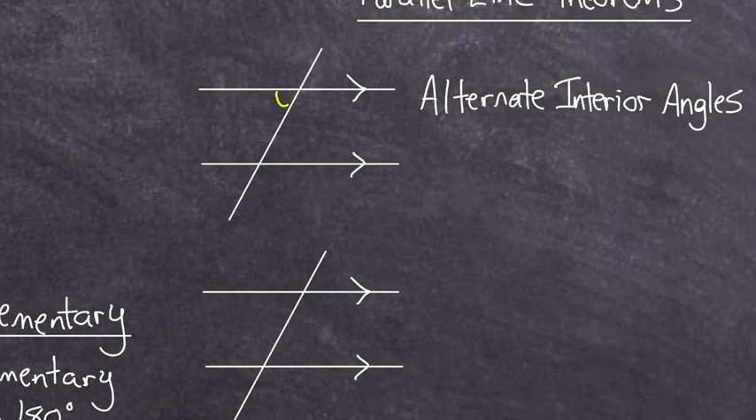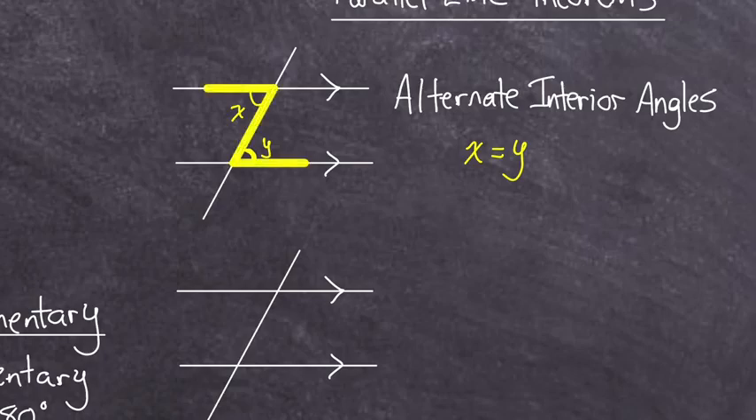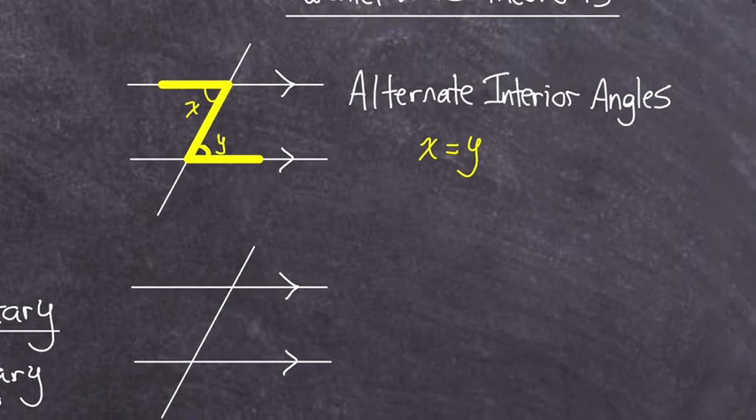So this angle right here, we'll call that angle X, and the one on the opposite side of the transversal, but still inside the parallel lines, is over here. This is angle Y. Those are called alternate interior angles, and the alternate interior angle theorem tells us that those would be equal to each other. So I know that X and Y in this diagram are equal to each other. And often how people remember this is by drawing a Z pattern. What I've outlined in yellow looks like the letter Z. So angles inside of the Z are equal to each other. So the alternate interior angle theorem is often called the Z pattern.